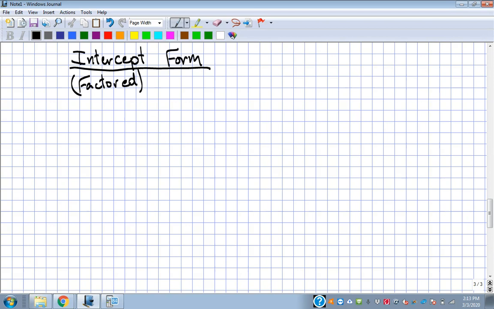Okay, factored form and intercept form are the same thing. It's called intercept form because it makes it easy to find the intercepts. The x-intercepts are the hard ones to find anyway, right? So if it's in this form, it's going to make one of our calculations a lot easier.